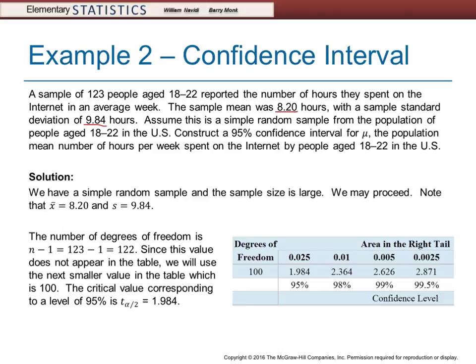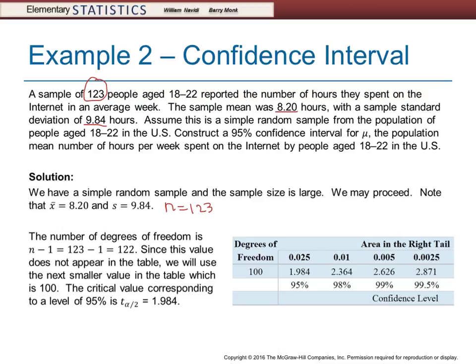Well, we have a simple random sample of size that is large. We may proceed. So we don't have to check normality because we have 123 people. So in this case, n equals 123. Because it's greater than 30, and since it is a random sample, we may assume that the central limit theorem applies. So in this case, the number of degrees of freedom is n minus 1, which is 123 minus 1, which is 122.